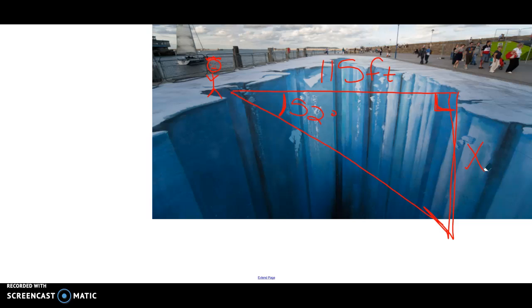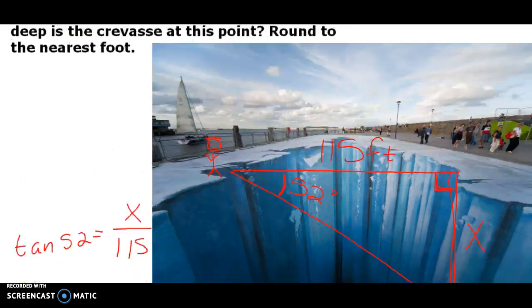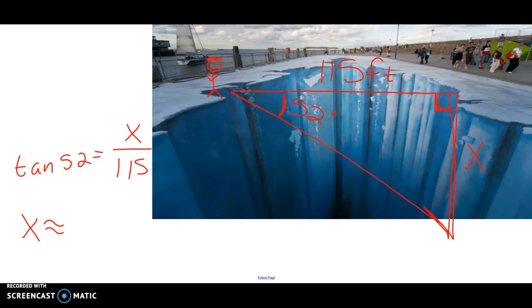So now, from angle 52, what two sides are we using, Ryan? OA. So this is another tangent, right? So tan of 52 is equal to opposite over adjacent. X is up high, we know we need to multiply, so this is just like the other problem. 115 times tan of 52 means x is about, now it says round to the nearest foot. 147?